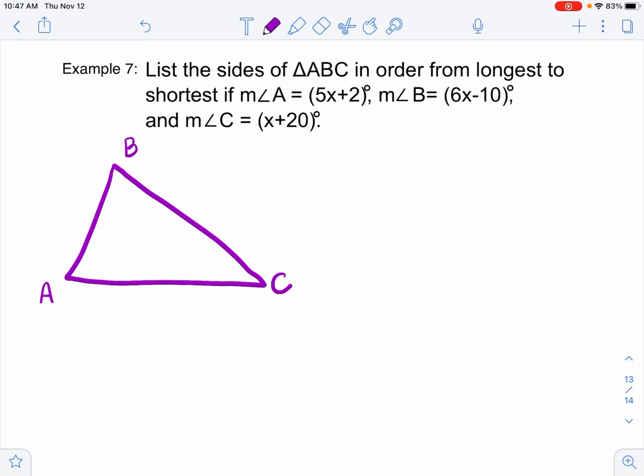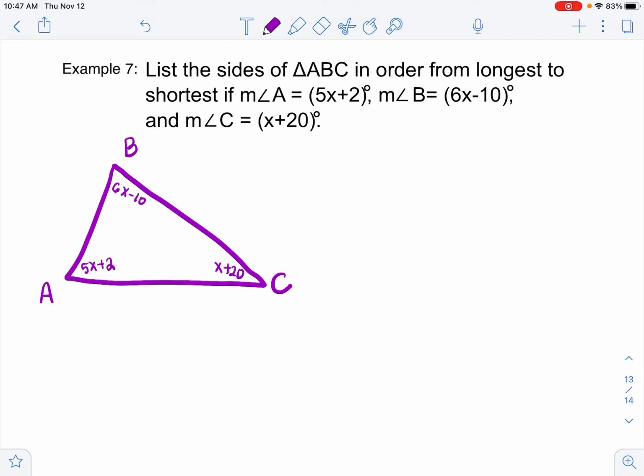Now I'm going to label what they give me. They give me angle A is 5x plus 2. When you're labeling an angle, make sure you're doing it on the inside of your triangle. Angle B is 6x minus 10. And angle C is x plus 20.